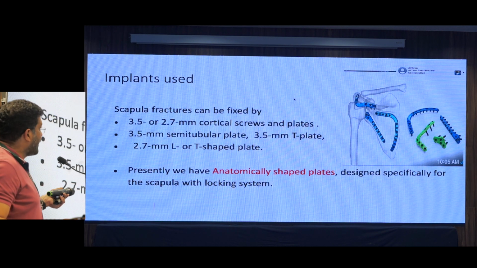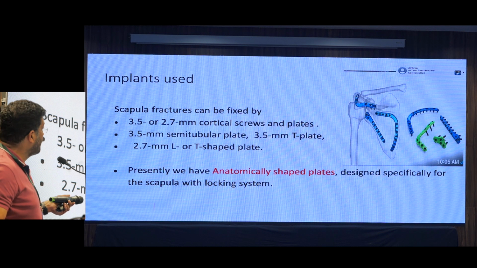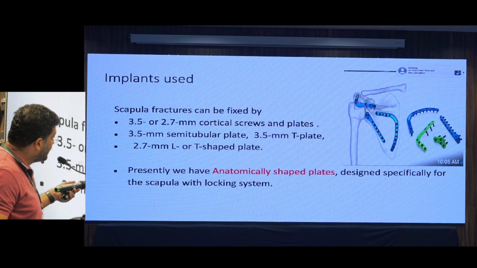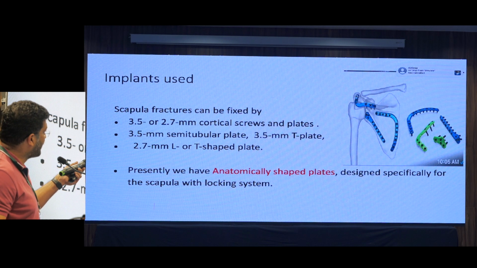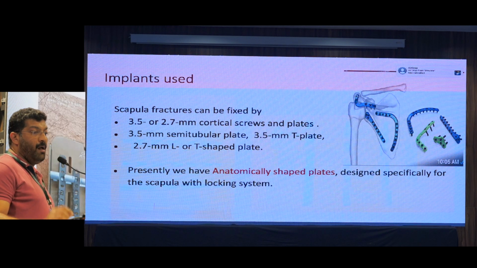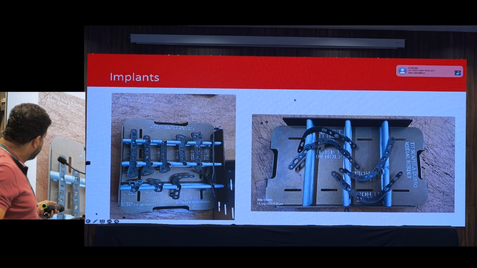So implant use, nowadays we get the anatomically contoured implants. There are plates for the acromion, then there are plates for the glenoid and the neck, and the other plates, two plates, one for the lateral border and the other for the medial border, medial dorsal. It comes in a set, so you can see.